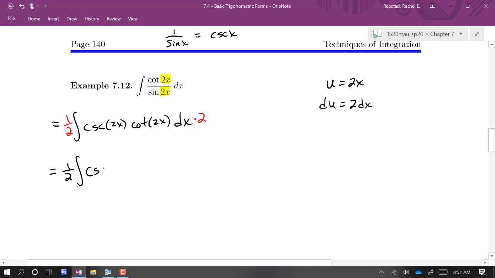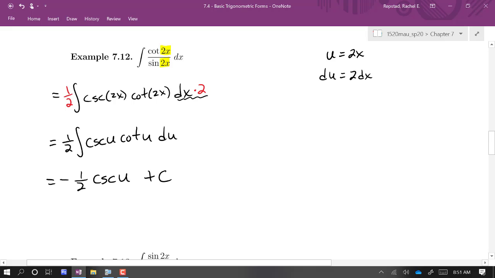Now we have cosecant u, cotan u, du. There's our du. And the integral of cosecant cotan is negative cosecant. So we get negative 1/2 cosecant u plus a constant. Going to throw in the expression for u, which is 2x. So negative 1/2 cosecant 2x plus a constant.